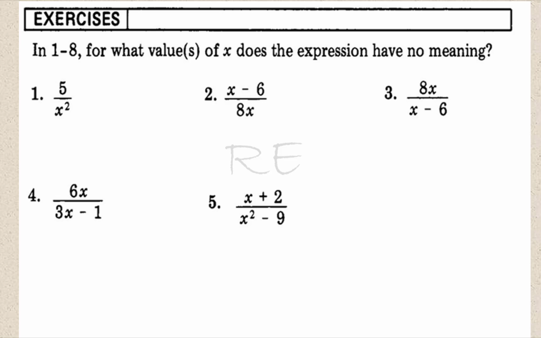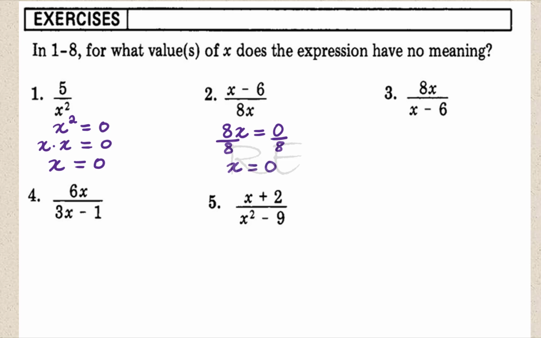We're going to find the values for which the fraction has no meaning. X squared is equal to 0. X times x equal to 0. Therefore, x is equal to 0. For 2, we're just going to set 8x equal to 0. Divide by 8. X is equal to 0. We shouldn't worry about the numerator. The numerator can be 0 if the denominator is not 0.